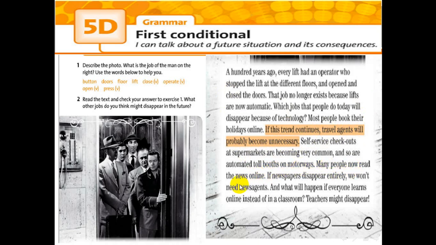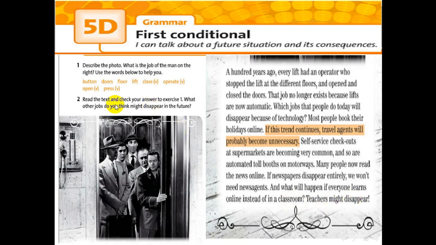Many people now read the news online. You can, for example, on Twitter, yes, you can follow online some people and read the news. You can follow the BBC, other channels, CNN. If newspapers disappear entirely, we won't need news agents. And what will happen if everyone learns online instead of in a classroom? Teachers might disappear. Do you agree? ماذا سيحدث إذا أيضا تعلم الجميع عن طريق الإنترنت؟ ماذا بدلا من غرفة الصف؟ المعلمون قد يختفون أيضا.